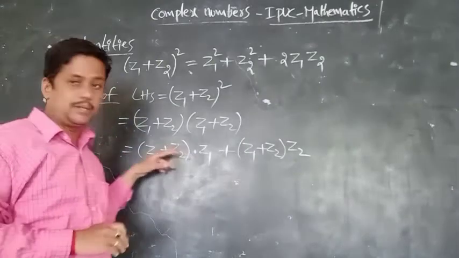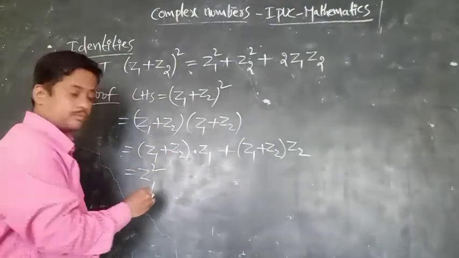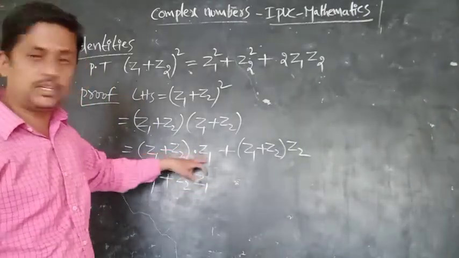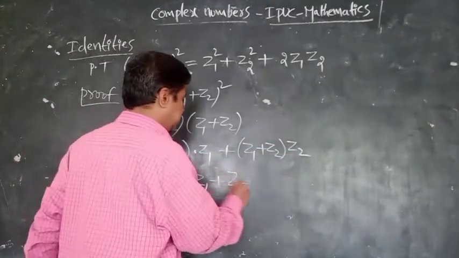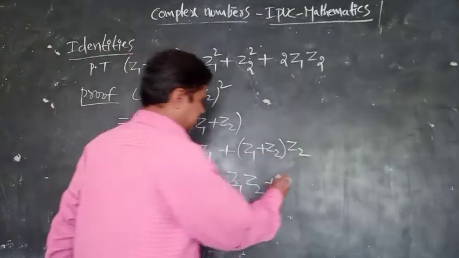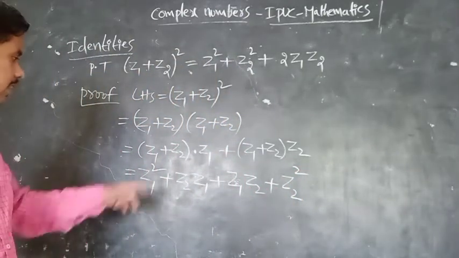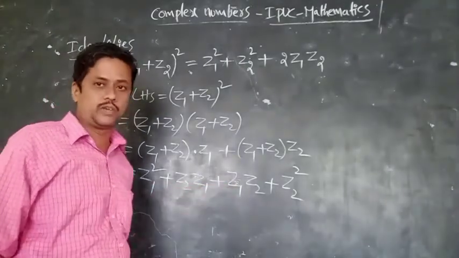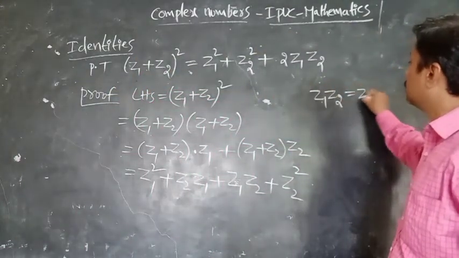Now again multiply. So we get Z1 square plus Z2Z1 plus Z1Z2 plus Z2 square. First we have to simplify. One property is there: Z1Z2 is equal to Z2Z1. Both are the same.